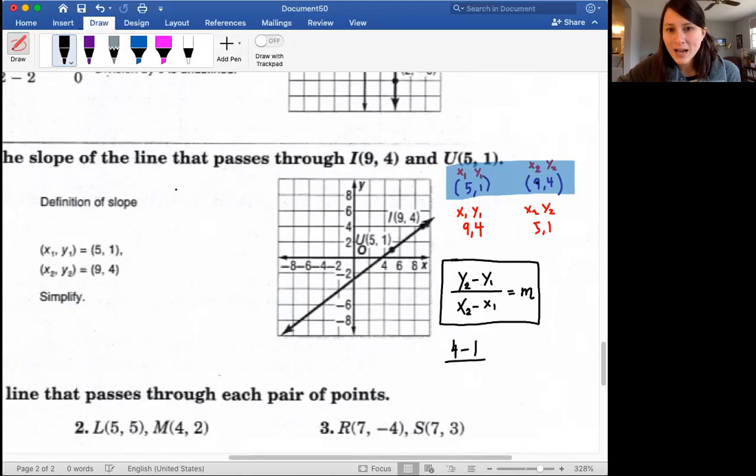And then I would have 9 minus 5, because x2 is 9 and x1 is 5. See how I labeled that? And so I'm just replacing what it is, 9 minus 5. And when I subtract and write it out, I have my slope. 4 minus 1 is 3. 9 minus 5 is 4. So my slope is, it's going up 3 to the right 4.